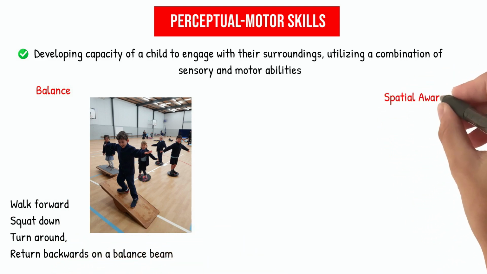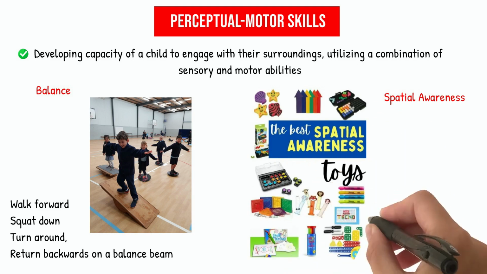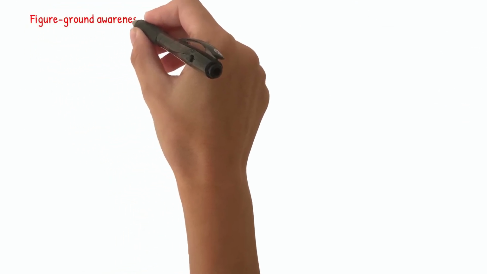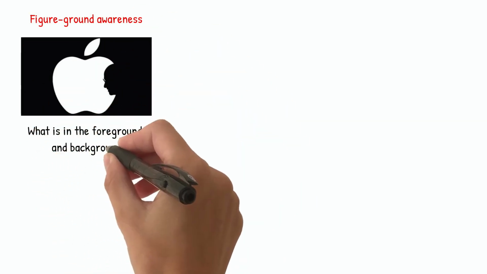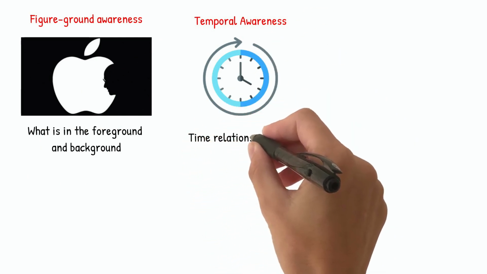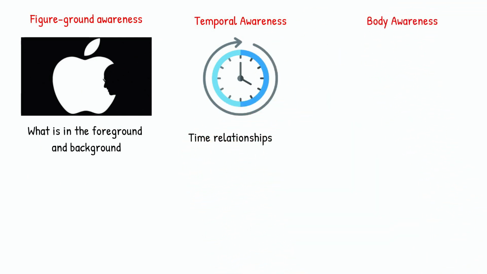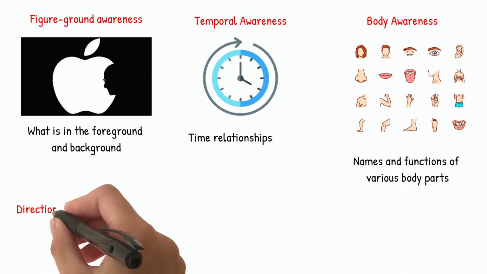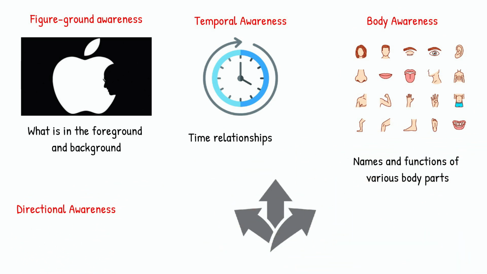Spatial awareness, which involves children understanding their surroundings in relation to their bodies. Figure ground awareness, the capability to distinguish between what is in the foreground and background. Temporal awareness, an understanding of time relationships. Body awareness, knowledge of the names and functions of various body parts. Directional awareness, the understanding of directional concepts such as up and down, front and back, and so on.